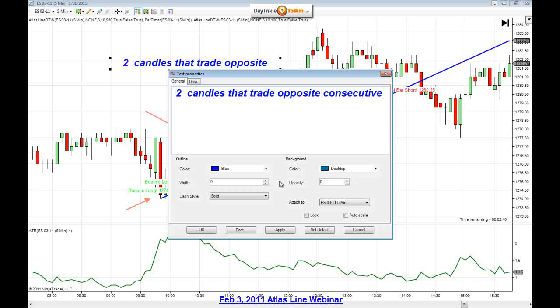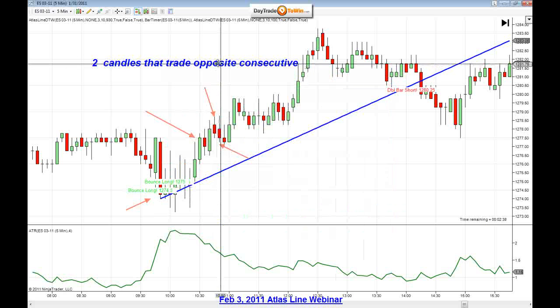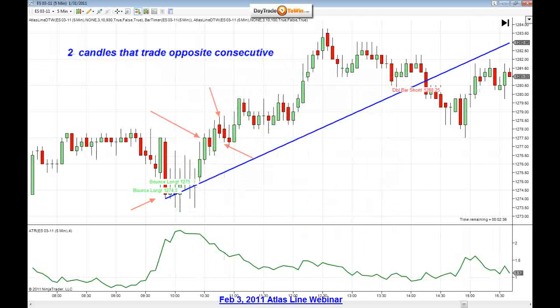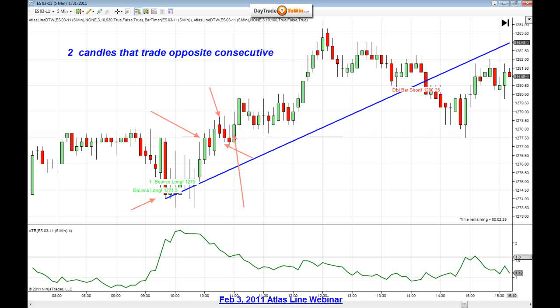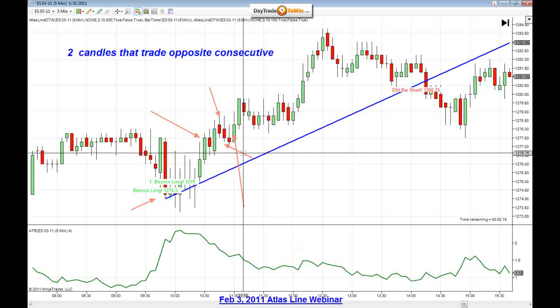Okay. This will be my definition. Remember, black and white guys trading. My definition of pullback is 2 consecutive candles. We have that there. The first green candle that goes back in the direction, we're above the Atlas line, I want to take it long.